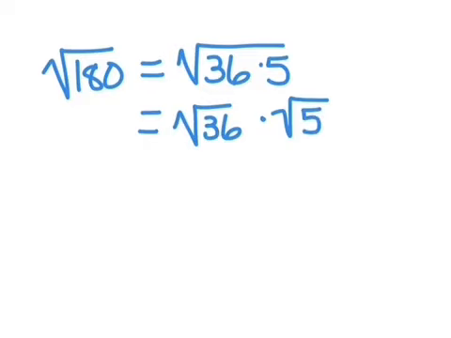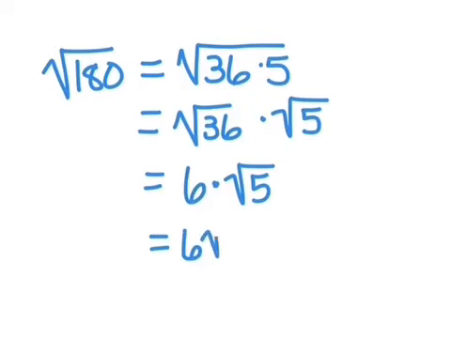Now we're going to simplify. The square root of 36 is 6. We leave 5 under that radical sign because it's not a perfect square. We can take out the dot here, leaving our final answer as 6 times the square root of 5. So this is our simplified expression of the square root of 180 right here as 6 times the square root of 5.